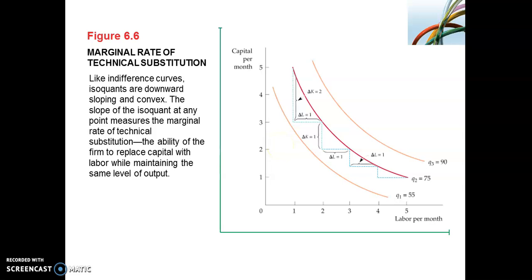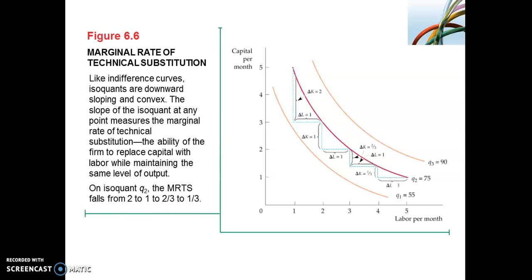So initially, you can see that as labor increases from 1 unit to 2 units of labor, our change in capital over our change in labor gives us a marginal rate of technical substitution equal to 2, right? But then as we move from 2 units of labor to 3 units of labor, our marginal rate of technical substitution becomes, there's your change in K over your change in L, it now becomes 1.